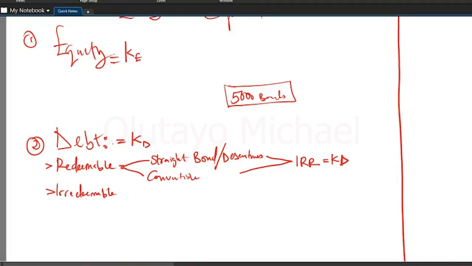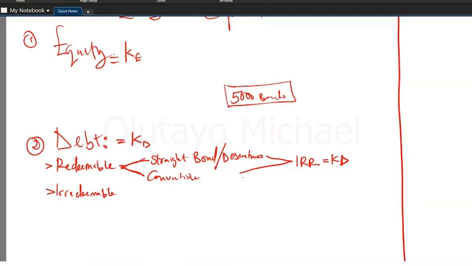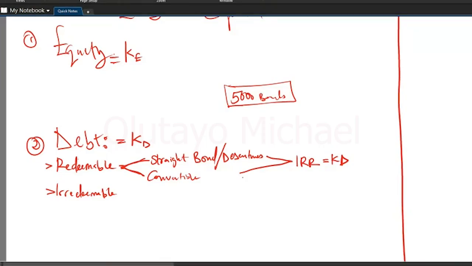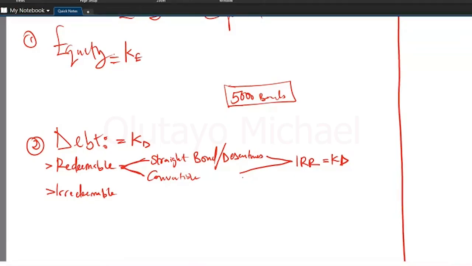Like I was saying, the redeemable debt can be divided into two. We have straight bond and we have convertible. When we say straight bond, that is a bond that is straight, from that word straight, no conversion. When you buy the bond, let me call it vanilla bond, ordinary bond, you buy the bond from the bond seller, from a company that trades bonds, and all you enjoy is your interest. And after the year of maturity, you collect your face value, no strings attached.